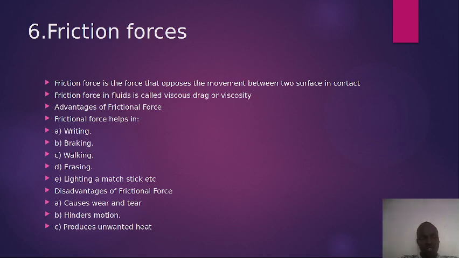It also hinders motion. What do we mean by hinders motion? Friction can hinder motion when it increases and exceeds the force of your leg. It also produces unwanted heat. For example, sometimes in lightning, so many things cause friction force, causing heat. Too much friction may trigger heat, which may cause some accidents.